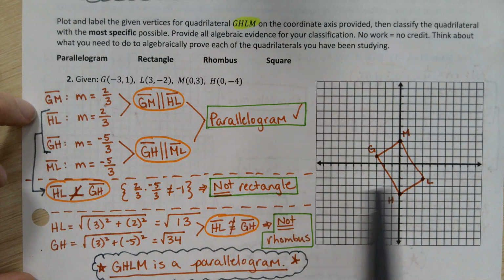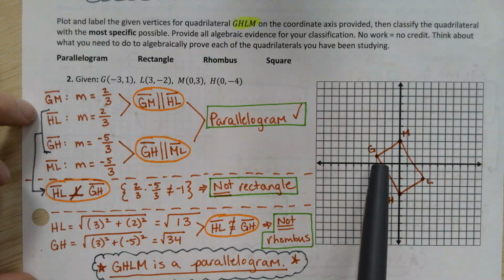Honestly, that was a little surprising to me because this definitely looked rectangle-y to me, but the math doesn't work out, so it must be really close to right angles, but not exactly right angles.